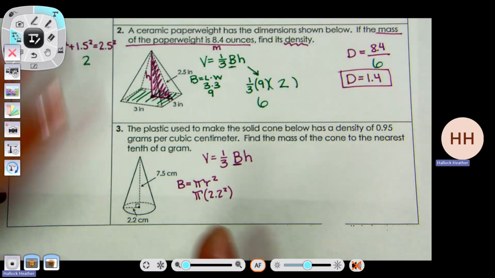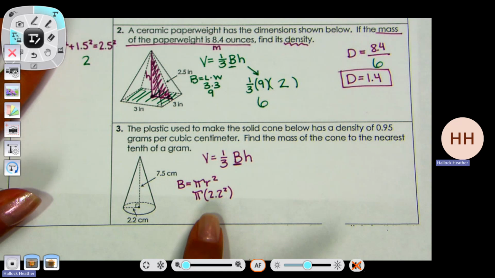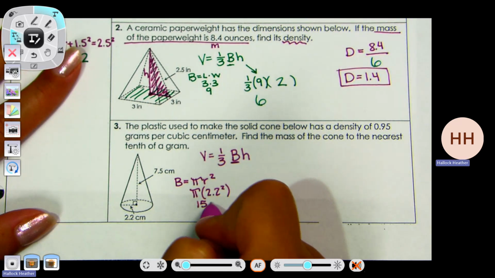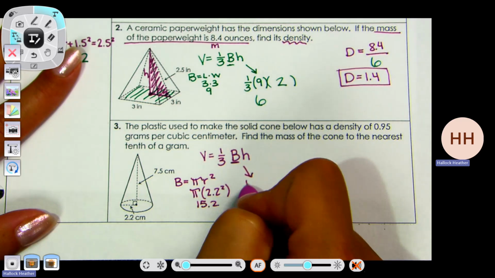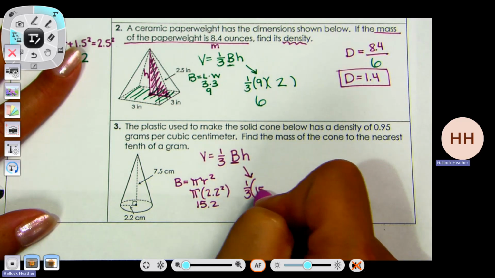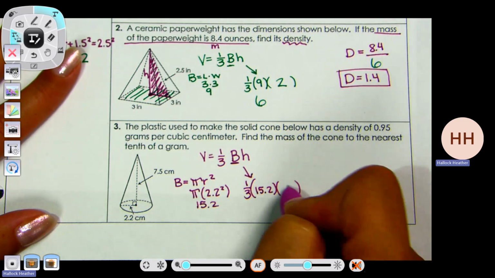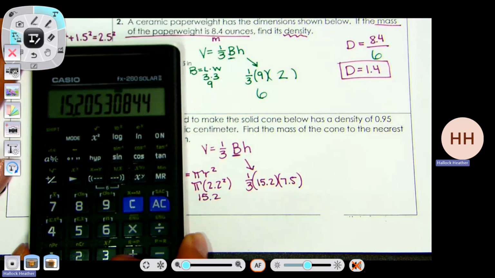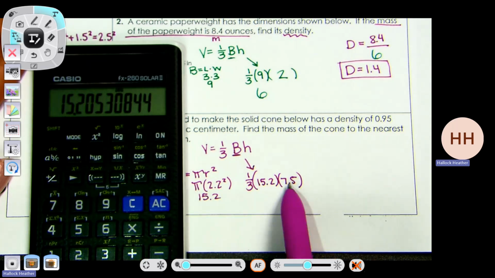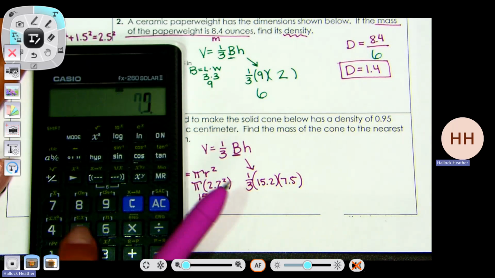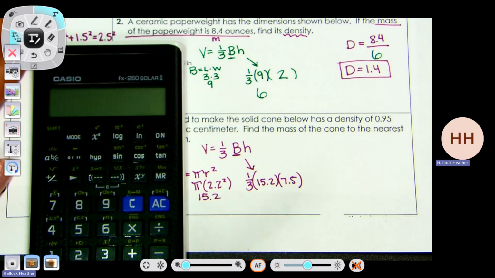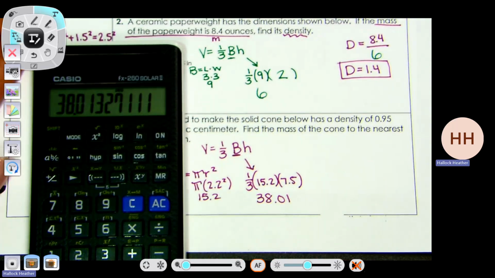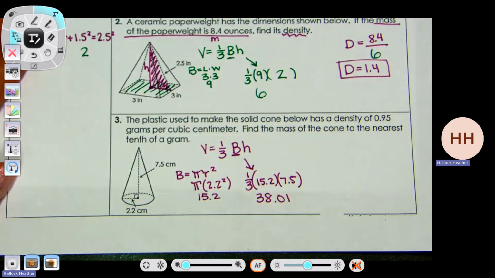So what is big B? 15.2, but keep it in your calculator. You're going to plug this in. 1/3, 15.2. What's the height? 7.5. So in the calculator, you're not clearing your calculator, remember? I'm going to times it by 7.5, times by 1/3, and you get like 38.01, whatever. Now if we go back and read the problem, that is the volume.